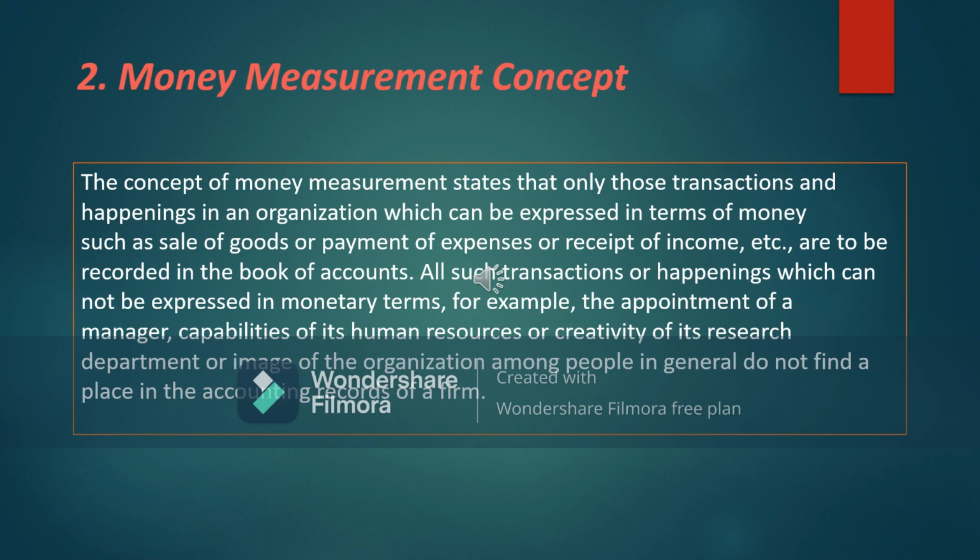Earlier also we studied in the first chapter that in accountancy we only consider those transactions which we can measure in terms of money. So this concept is based on money measurement. All such happenings which cannot be expressed in monetary terms, for example the appointment of a manager, the capability of its human resources, any conversations going on, any decisions which cannot be measured in terms of money, or the creativity of its research department or the image of the organization among people in general, do not find a place in the accounting records of a firm.